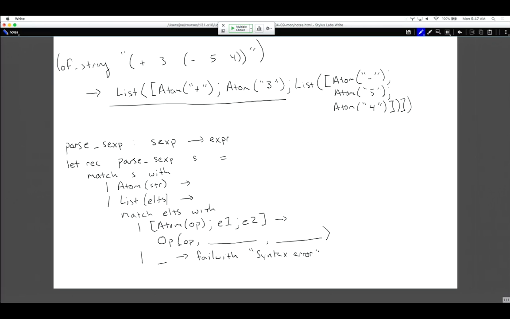And then think for a minute. Don't shout it out to me. Think for a minute, talk to the person next to you. What should go in here? What should go in these 2 blanks? Because an op is going to take the string and these 2 things. Talk about this for a minute.